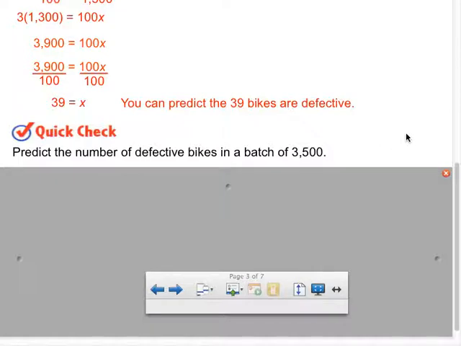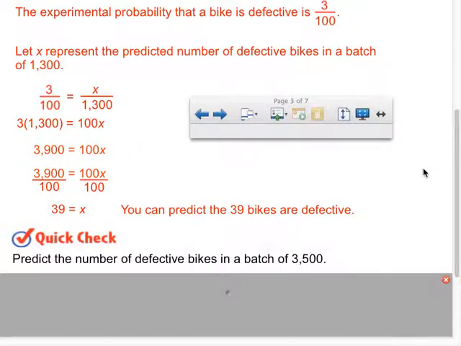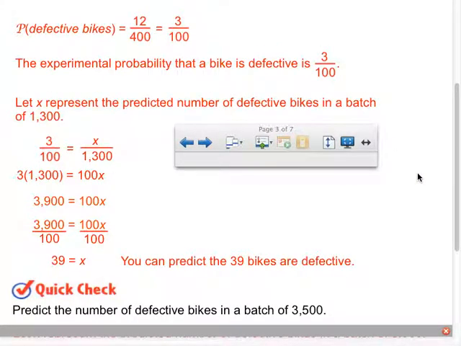Here's what I need you to do. That was my example of where you'd use a proportion to solve. Now I need to figure out how many defective bikes would be in a batch of 3,500 bikes. Set up another proportion. This bike company decided to produce 3,500 bikes. How many are going to be defective?